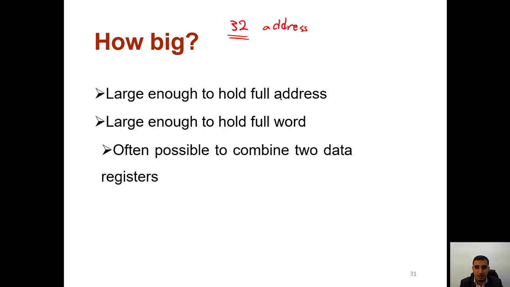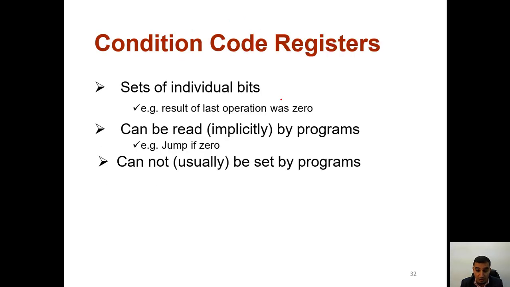As you saw in the normal registers, AX is a cascade of two registers, AL and AH. Cascading the registers and splitting the registers make things very interesting and very easy to deal with, because sometimes you want more data, but you don't want to change the full structure of your CPU. Instead, all you have to do is to combine registers together. So how big do we want the registers? To hold a full word, it is often possible to combine two data registers together.